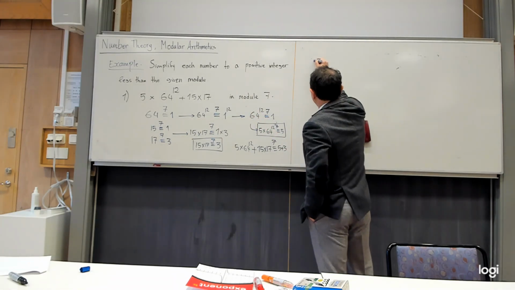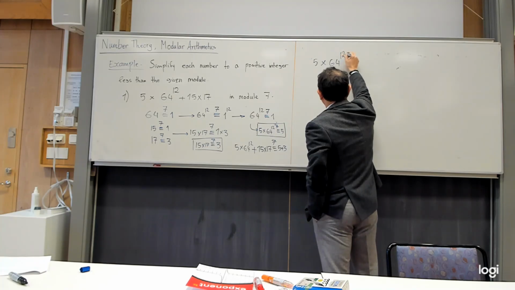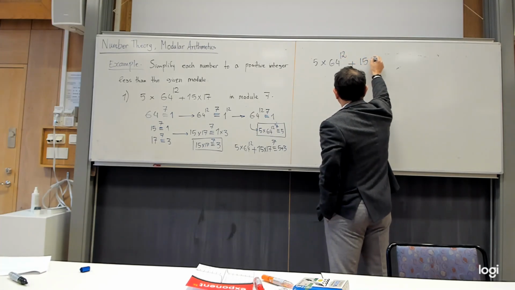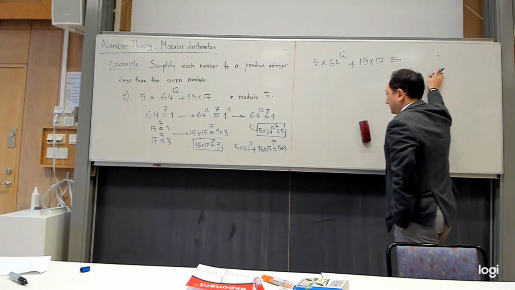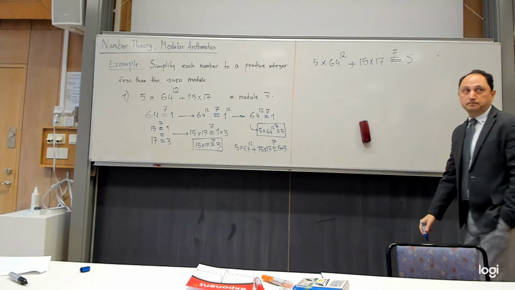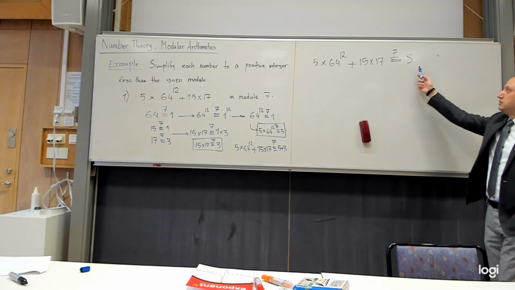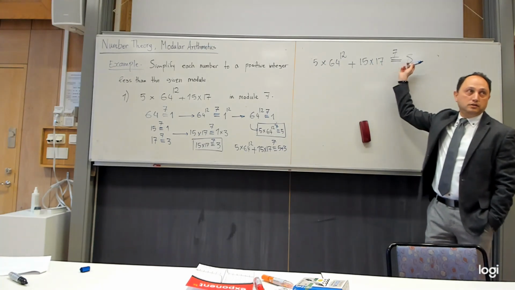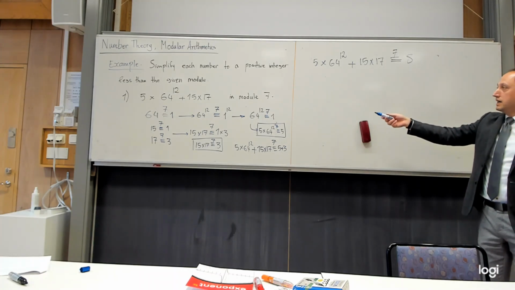So this becomes 5 multiplied by 64 to the power of 12 plus 15 times 17 is congruent to what? 8 in the module 7. Yes? Is that clear? Okay, this is done. Which one is easier to work? This number or that number? Of course, 8 is easier for us to work, and we didn't use even a calculator.